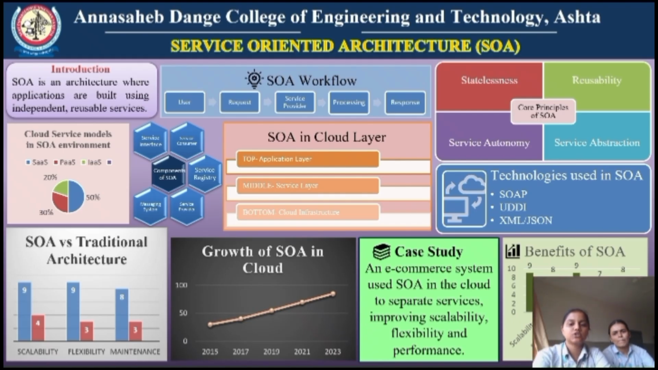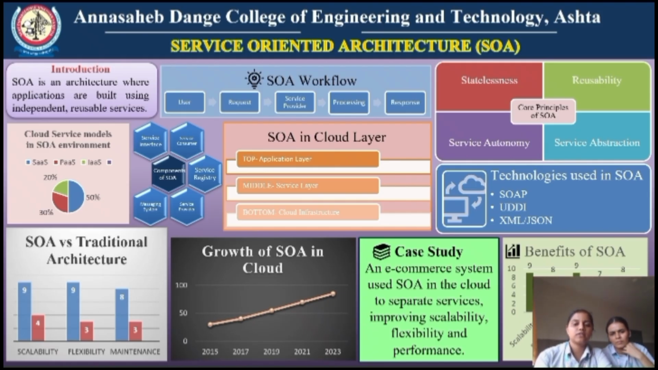So how does the SOA system work step by step in cloud environment? The process begins with service creation and description. Services are then registered in a registry. Consumers discover the required services and send requests using standard protocols. The service processes the request and returns a response. Cloud platforms ensure scalability and availability during this process. This structured workflow ensures efficient communication and system performance.